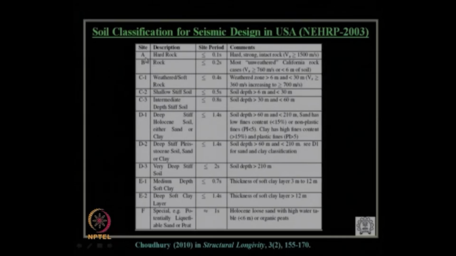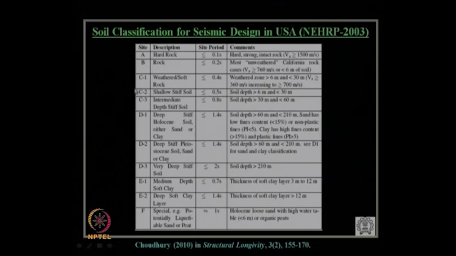So, in the NEHRP code, they classified soil site A as the stiffest site with hard rock, with site period within 0.1 second, and what is the range of Vs value? It should be greater than or equal to 1500 meter per second. Second site classification is site B, which is rocky type site, where site period will be less than or equal to 0.2 second, and mostly it is unweathered rock, and Vs value will be greater than 760 meter per second or less than 6 meter of thickness of the soil will exist.